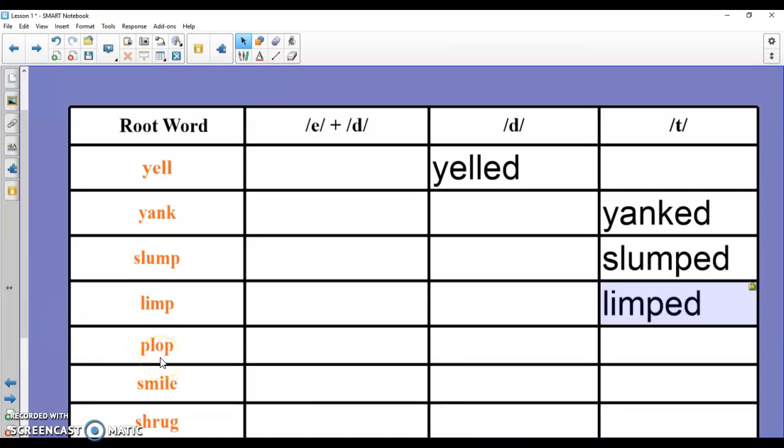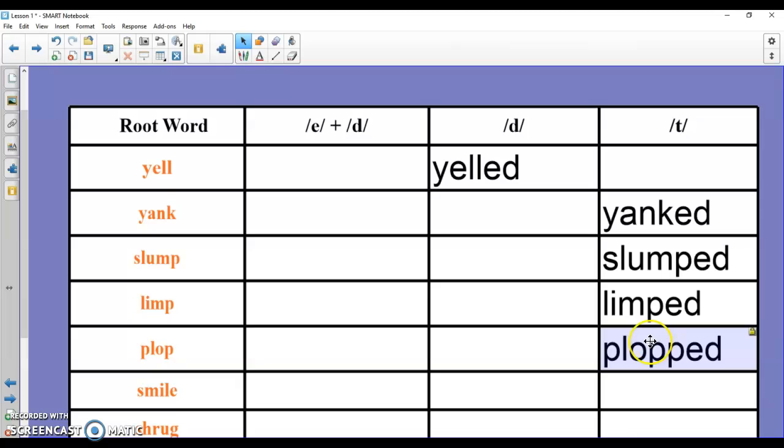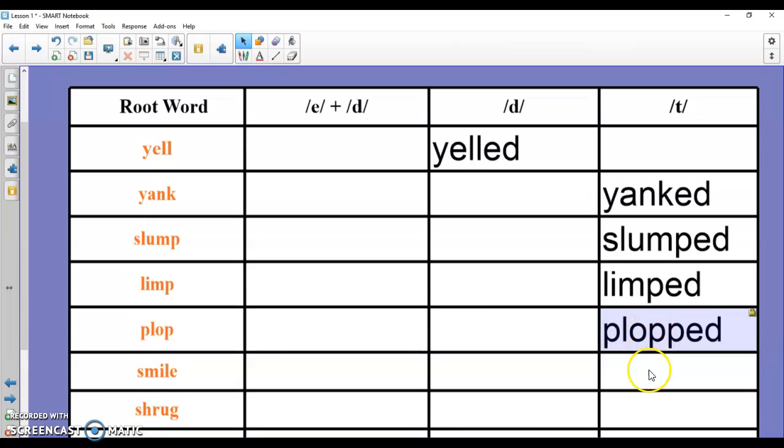Plop. Again, P is unvoiced, so you're going to hear T at the end. And this one, we are going to double the consonant when we write ED, just like we double the consonant when we add ing, when there is a consonant that follows the vowel after it. Remember, it can only be one vowel, though.